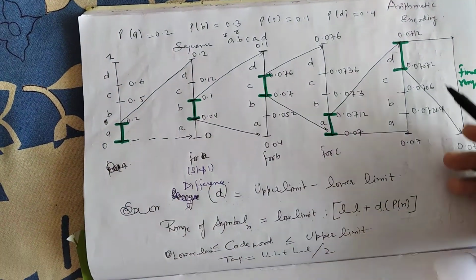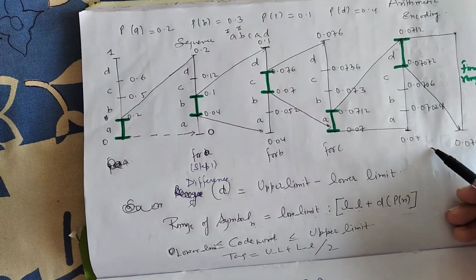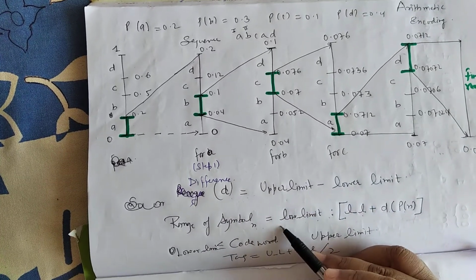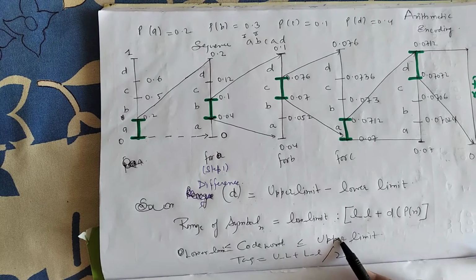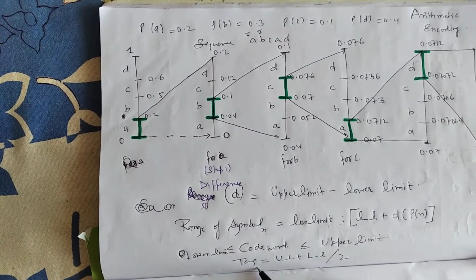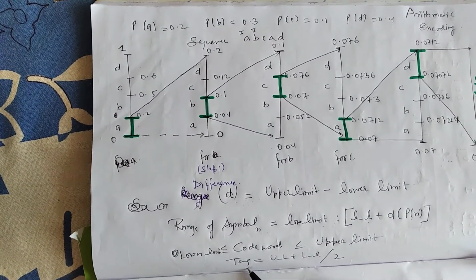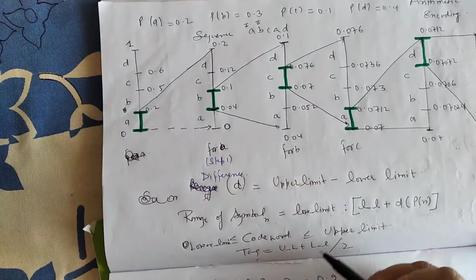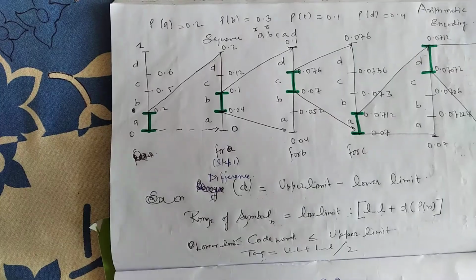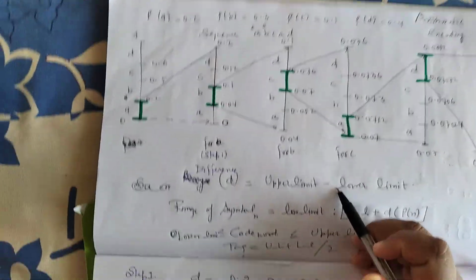We do this until we find our final range, and with this final range we get the code word: lower limit less than or equal to code word, less than or equal to upper limit. Then we finally calculate the tag. This tag is my final encoded message: tag equals upper limit plus lower limit divided by 2. So this formula we will use for finding our encoded message. Now see how we'll do it.